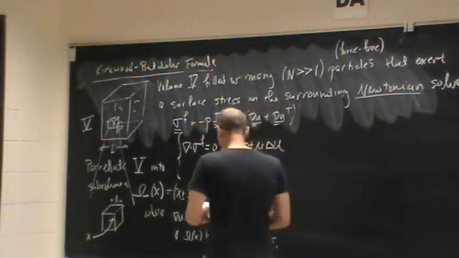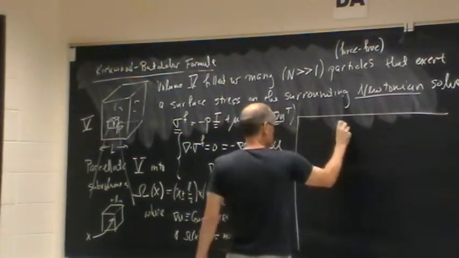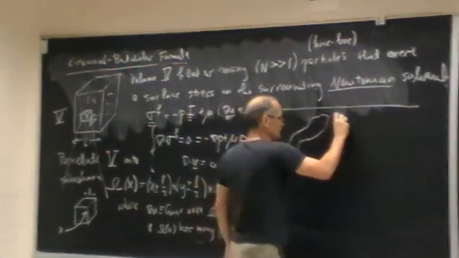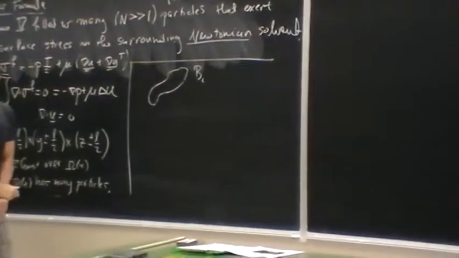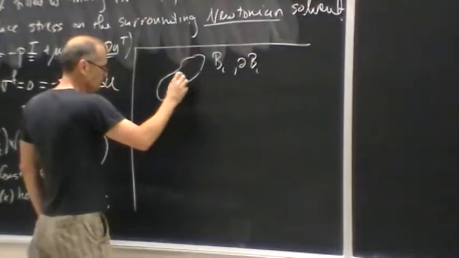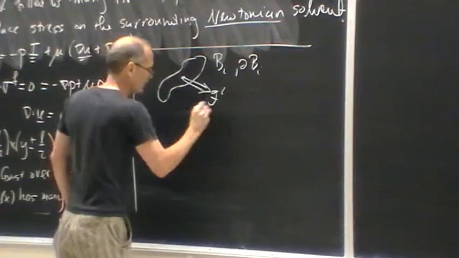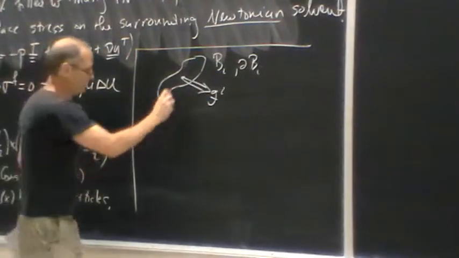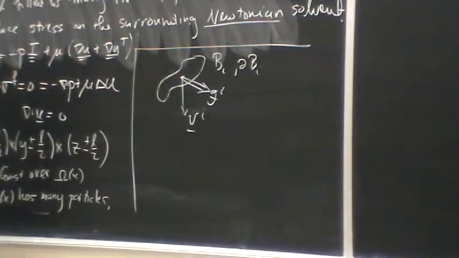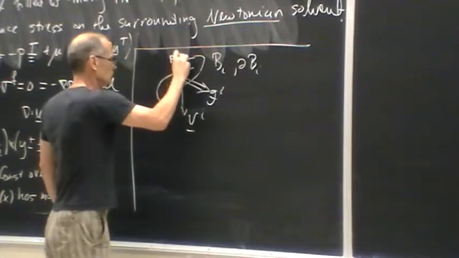Okay, so here's my particle. There it is. I'll call this particle d sub I, that's its volume. It's going to have surface delta d sub I. And what it's doing is it's exerting a stress on the fluid around it. It has some surface velocity, v sub I, that's the ith particle. And it's got some outward normal, n sub I.